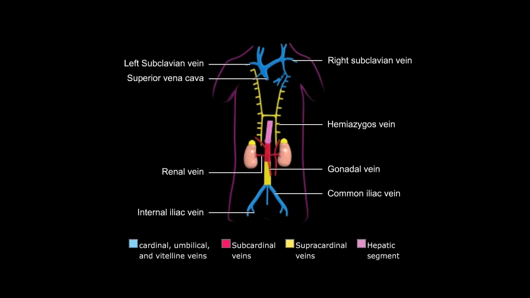The complexity of transformations that occur may result in a number of variations in venous patterns that are found in the adult.